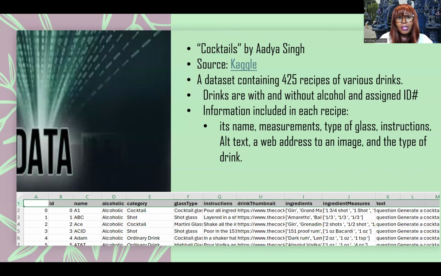Just first talking about where it came from. I got it from Kaggle. It's 425 recipes of various drinks.